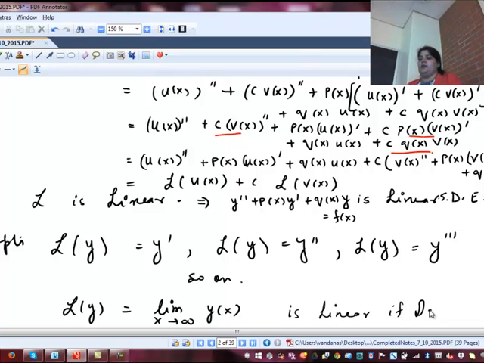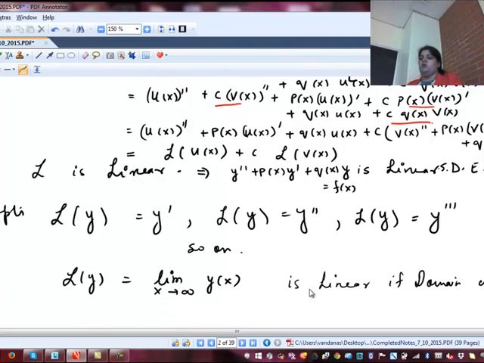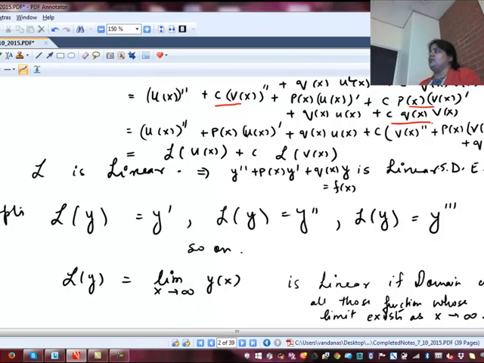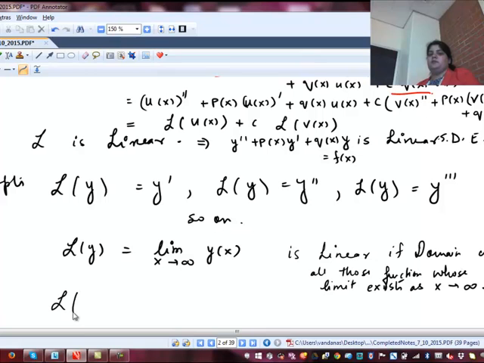If the domain contains all those functions whose limit exists as x approaches infinity, then this makes sense. This will be linear. Any other example? But the idea should be the same thing. The sum of that is equal to, you can distribute it. Here the derivative of a sum is the sum of derivatives. And the same idea applies with the limit here.